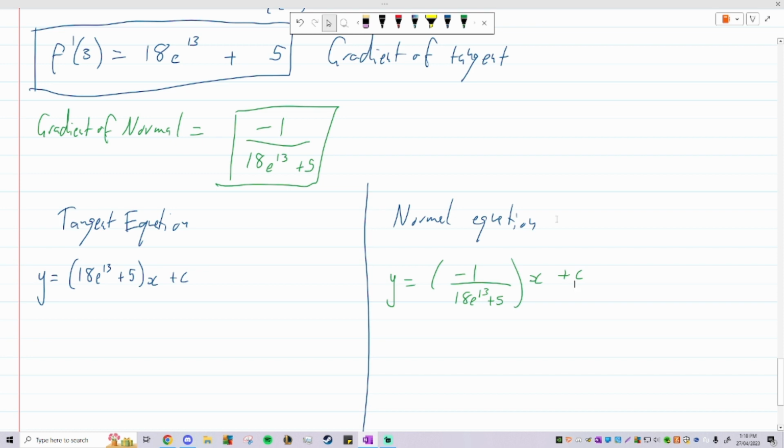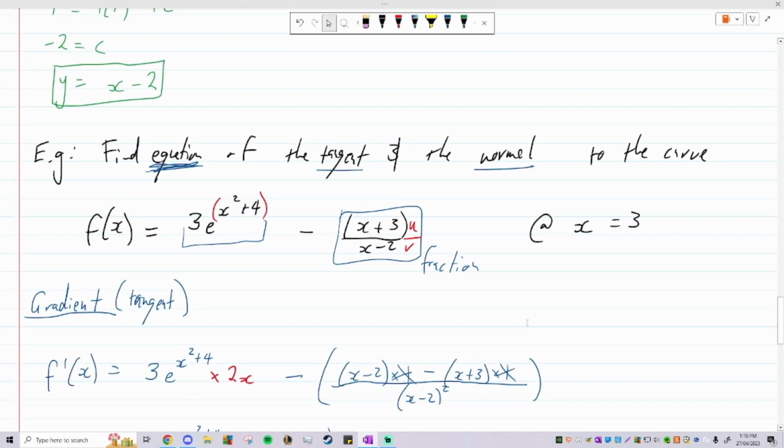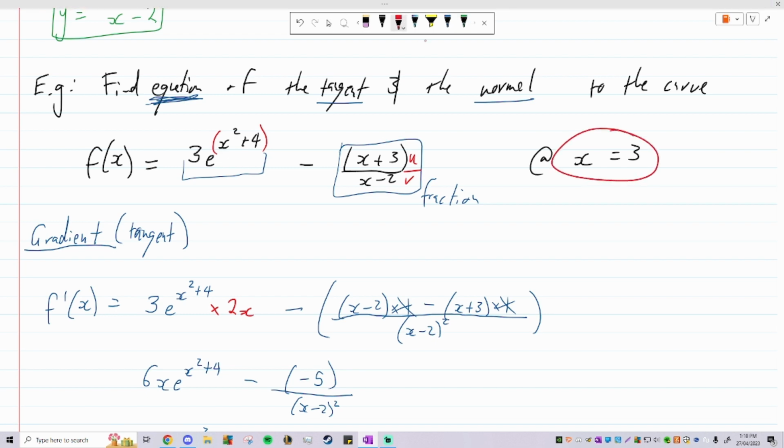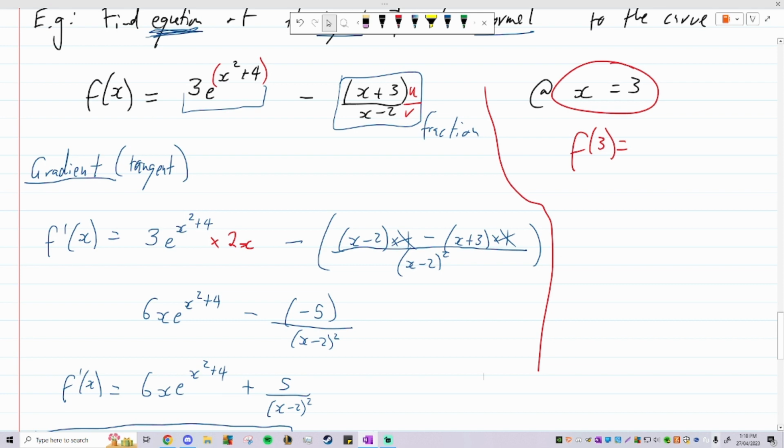Now, I actually didn't find c for the normal in my working out, so it's up to us if we decide to do it. Let's see how we go. But either way, to find c, we need to plug in the x and the y coordinate. Let's scroll back up for a second. I've only given you the x coordinate. So what do we do? Well, we plug it back into the original. We're going to have to find f of 3 here.